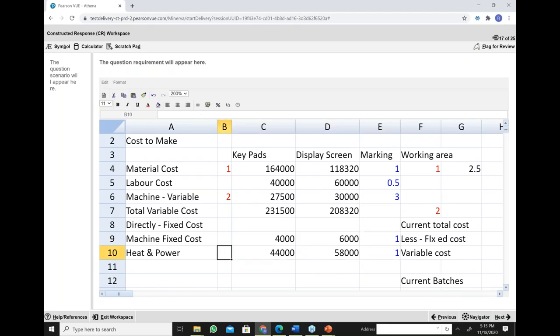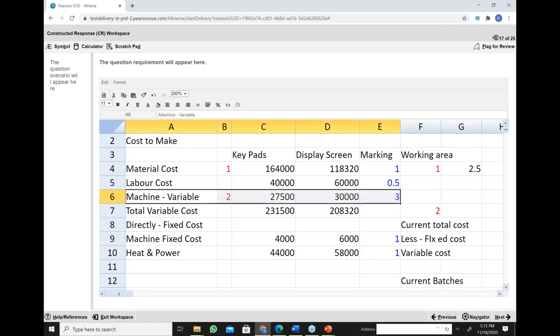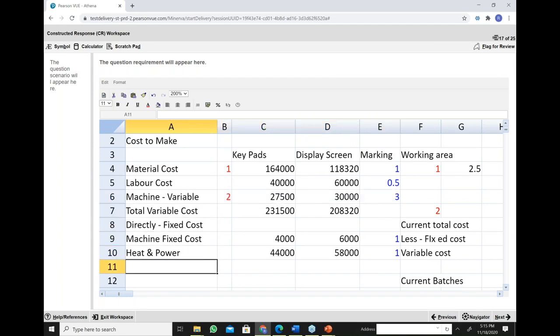And I hope the marking scheme is making things clear. Now just figure out the easy things that were available. So easy things were giving you more and more marks. Like heat and power was the easy thing. Machine fixed cost was an easy thing. Machine or labor cost was easy. Material cost was easy. The only difficult thing that I saw here that had the weightage of 3 marks was machine variable. That's it. Okay. So we are done with this one as well.